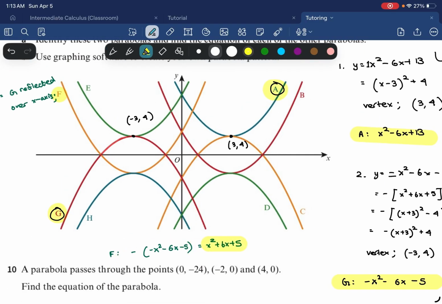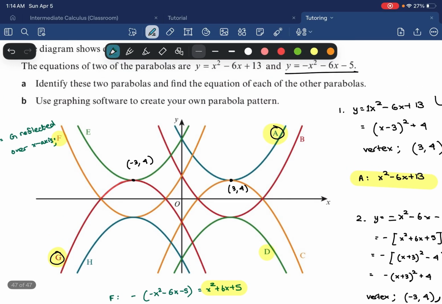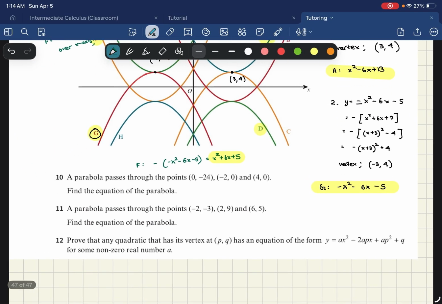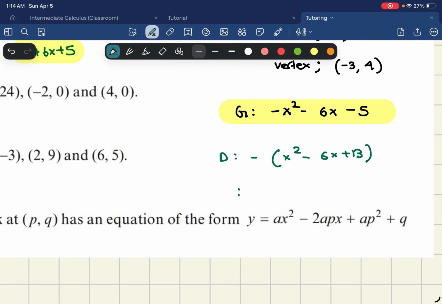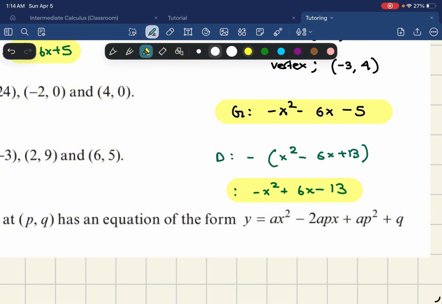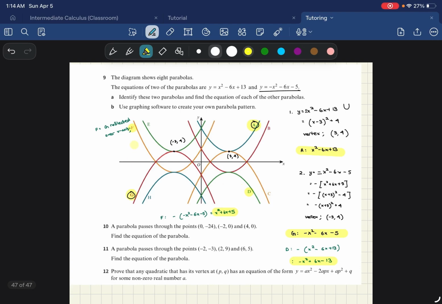All right. And I can do the same with D, right? D is just A reflected over the x-axis. So I just put a minus sign over here. So the equation of A, if I just negate it, I get D. So I get minus x squared plus 6x minus 13. All right, so I have gotten 4 equations. So I know A, D, G, and F. Now I need to figure out 4 more.